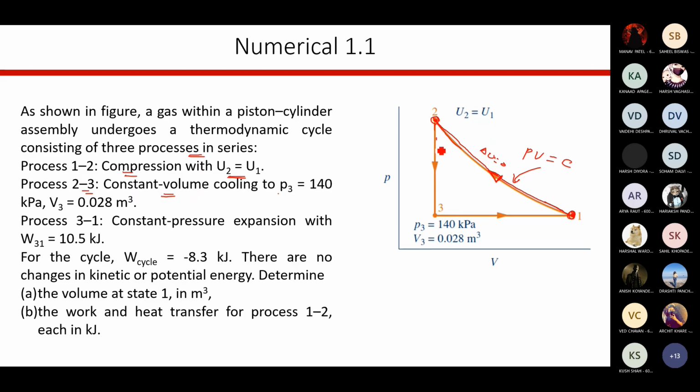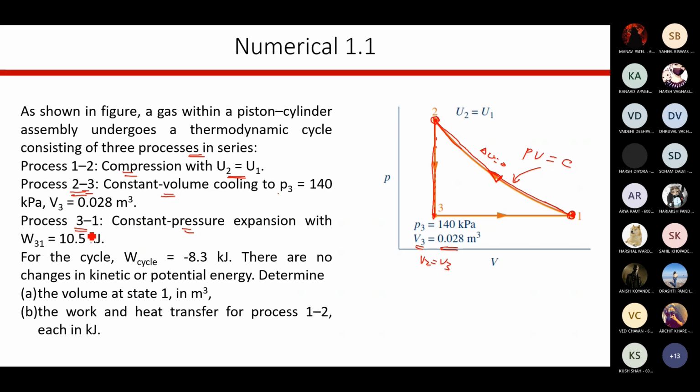So volume should remain constant. So what should happen then to pressure? Pressure should decrease, constant volume cooling. So that's why we are going in downward direction here, right? And volume is constant. So V2 is equal to V3, which is given. So this is step 2 or process 2 to 3.